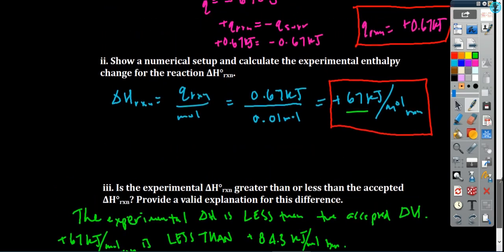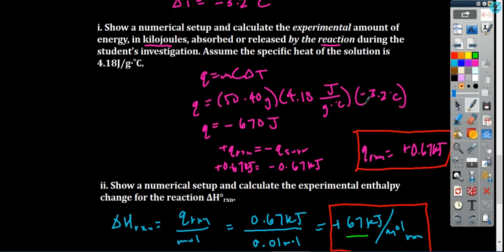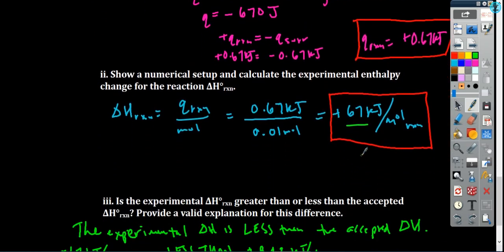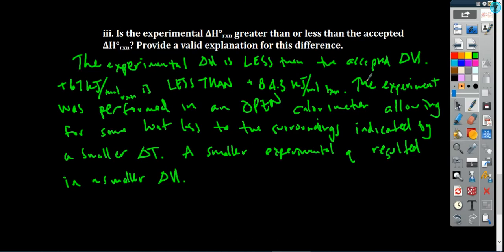And if the temperature change is not as big as we would expect, right? We expected that to be -4. Then when we do the calculation for the delta H, our amount of heat, our Q, is going to be smaller than what we expected as well. Again, the experiment was performed in an open calorimeter, allowing for some heat loss to the surroundings indicated by a smaller delta T. Smaller experimental Q then resulted, and we ended up with a smaller calculated delta H.